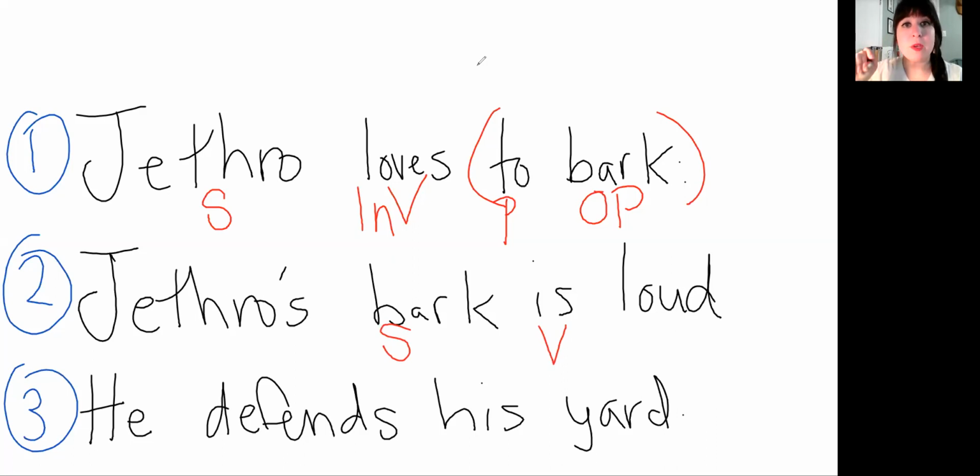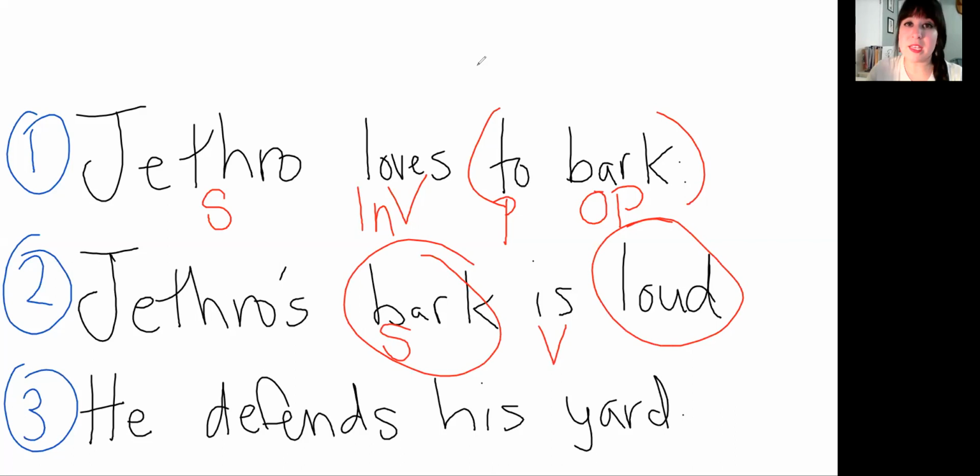Now remember, when we talked about linking verbs, they connect two different parts of a sentence together. So in this case, is linking bark to loud. What is loud? Bark is loud. So this is called a predicate, either adjective or noun, and we know that loud is an adjective. So what type of verb links or connects two words together? You're right, it's a linking verb.